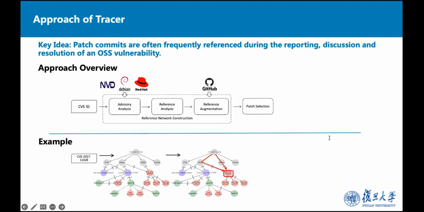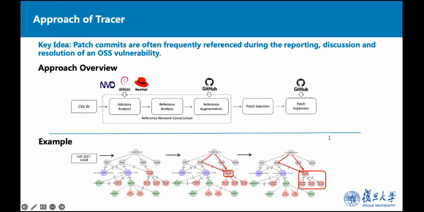Second, in the network, it selects patch commits that have high connectivity and high confidence. Finally, based on the selected patch commits, it expands them by searching relevant commits across branches of a repository to completely track patches. And then it returns the list of the identified patches.